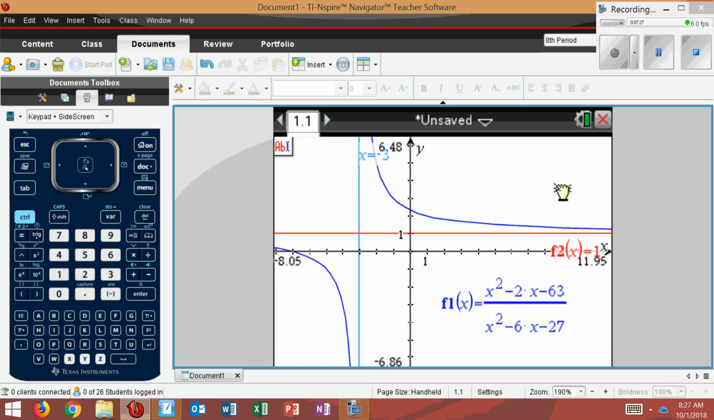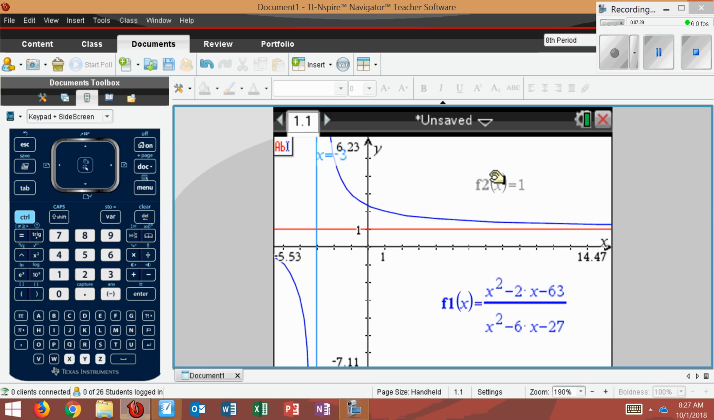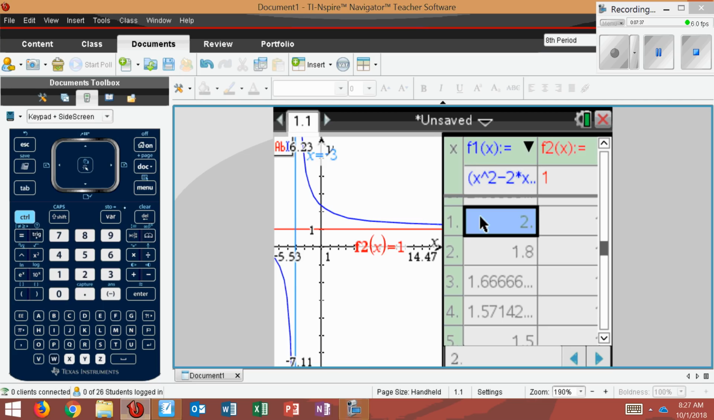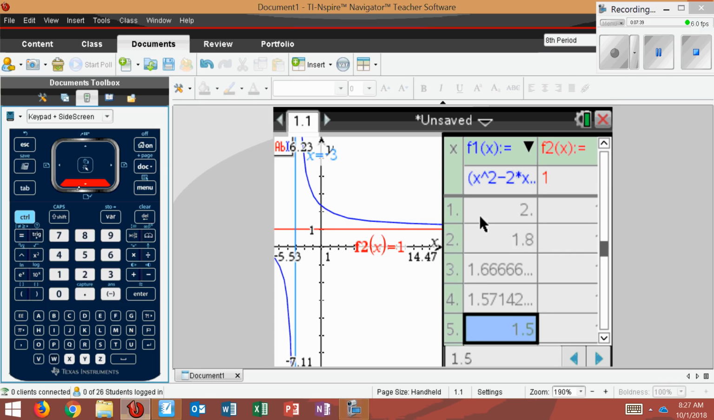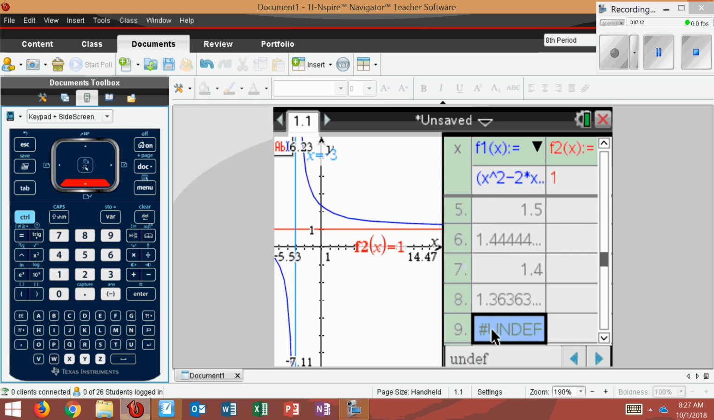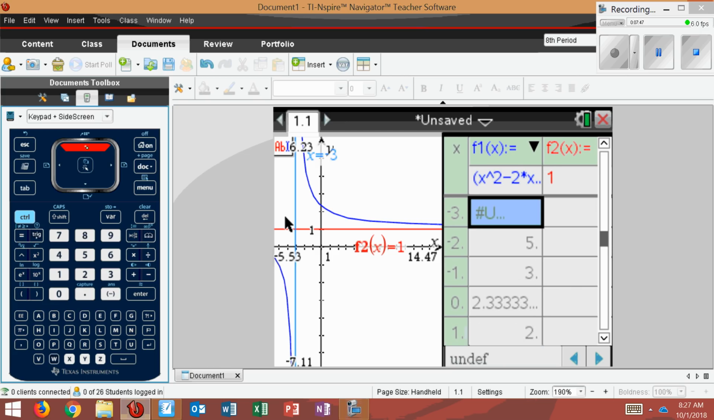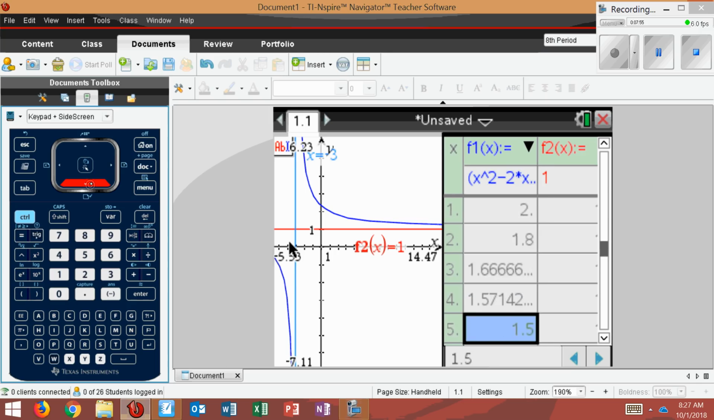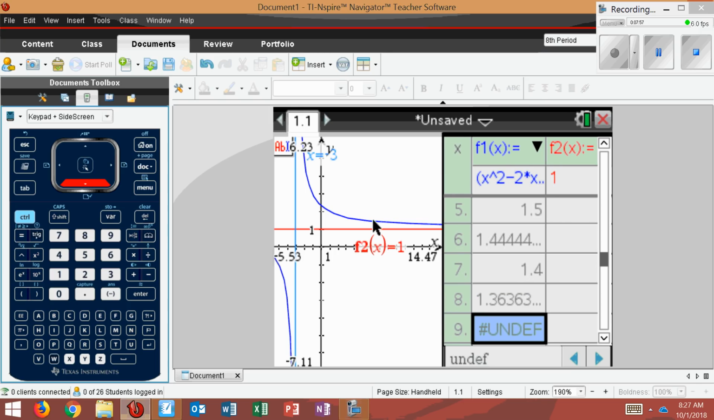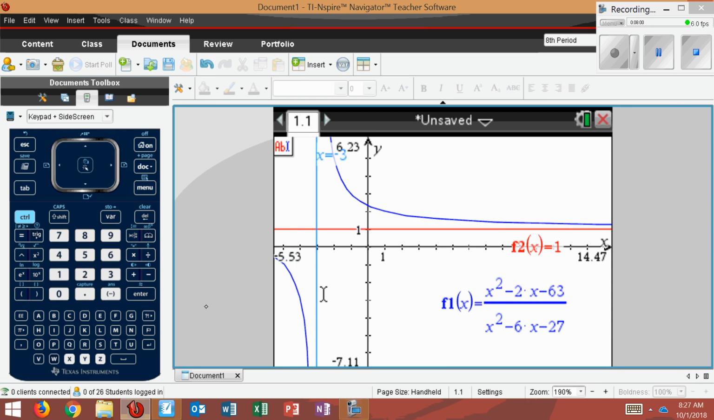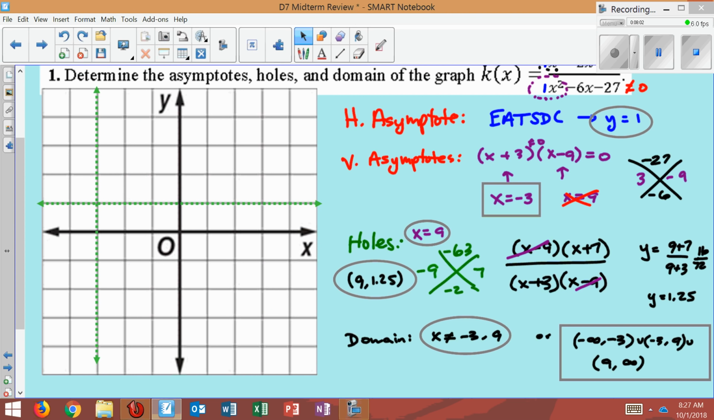We want to check over here at 9, do we have a hole? Because I don't see a break there. Okay, so since I don't see a break, what I can do is I can go to table, Control T, and I can check that at 9, there is a hole there because it's undefined. Remember, anything that's in the domain that does not exist will have undefined, and that's why our domain was x cannot equal -3 and +9 because they're undefined. But the way I know this one's a hole or removable discontinuity is because I cannot see it on the picture. So that is in fact true, and so we did a good job here of graphing these.